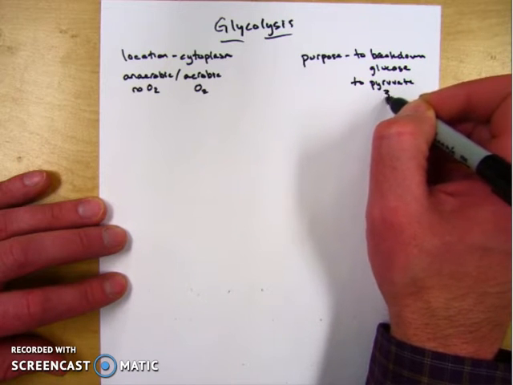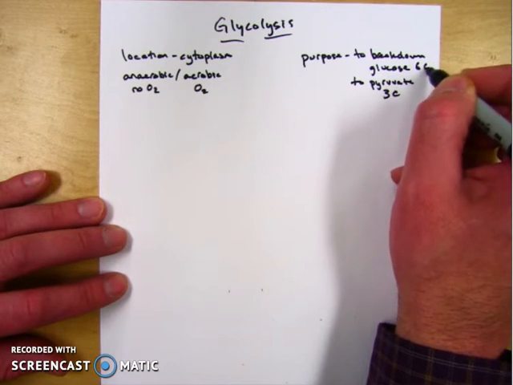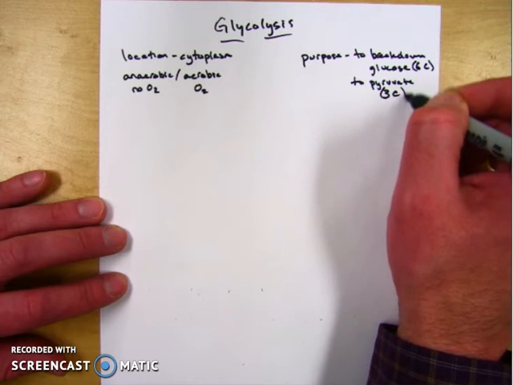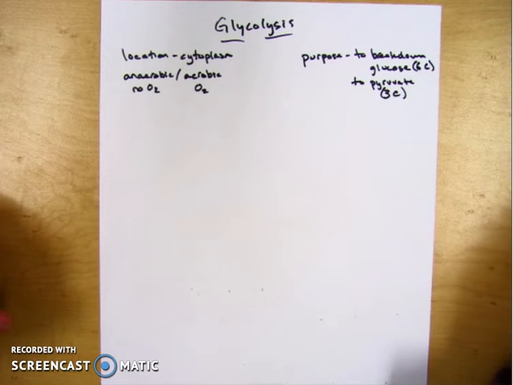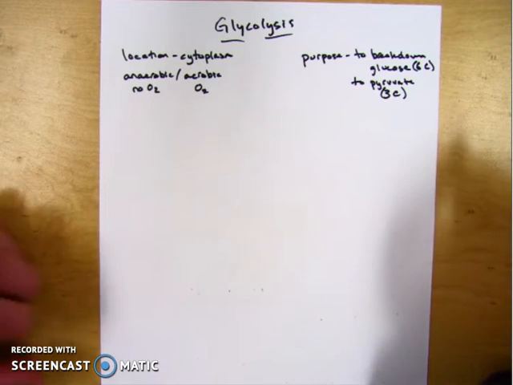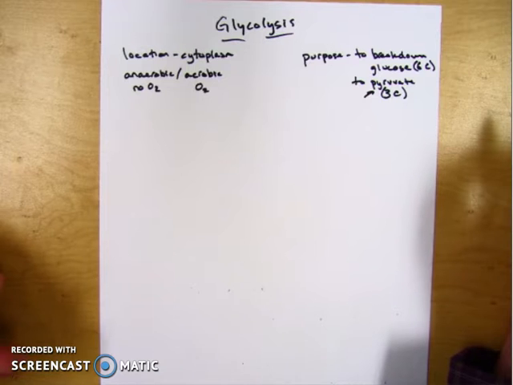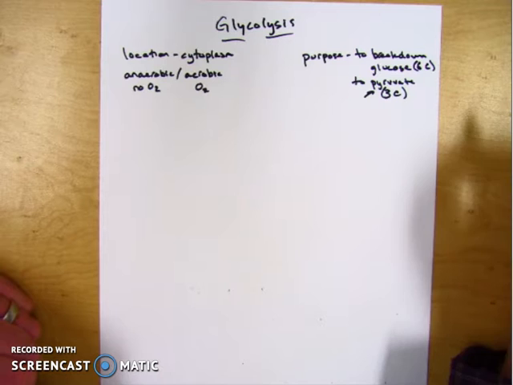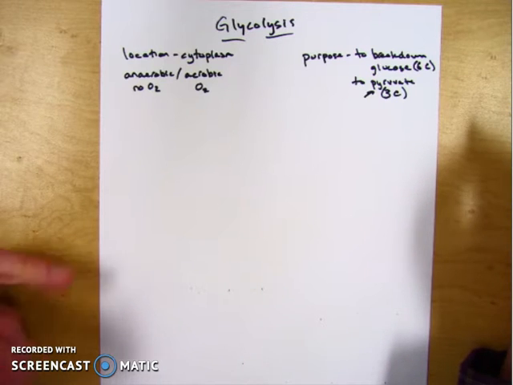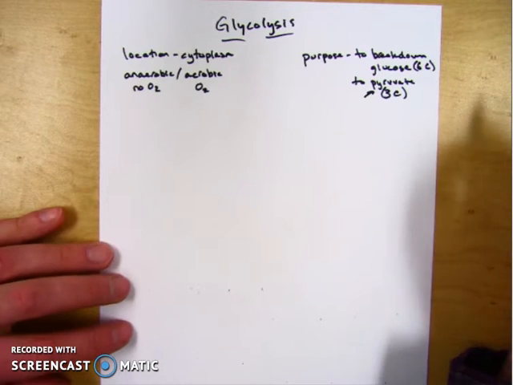which is 3 carbons. So it basically takes the 6-carbon molecule glucose, breaks it in half into a 3-carbon molecule called pyruvate, and extracts some energy along the way. But importantly, now pyruvate is small enough to enter the mitochondria and then complete the oxidation of pyruvate in the Krebs cycle and oxidative phosphorylation.